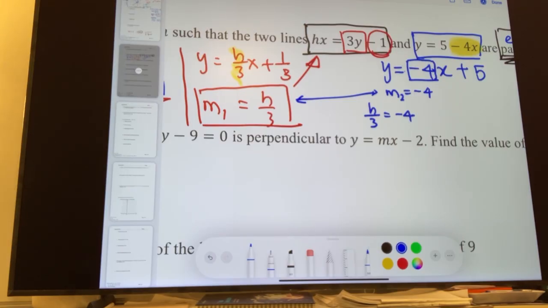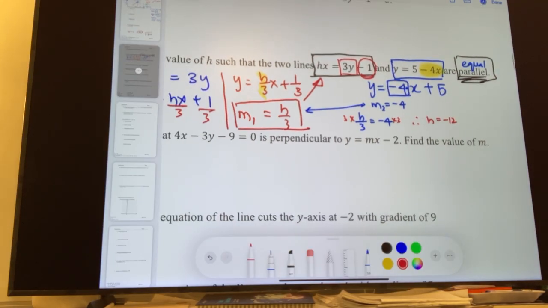And can you solve for h, make h the subject. So what should you do on both sides of the equation? You need to times 3, times 3. So that means, conclusion, your h is equal to minus 12. Make sense? Yeah. Okay, and the next one, let's read the next one.